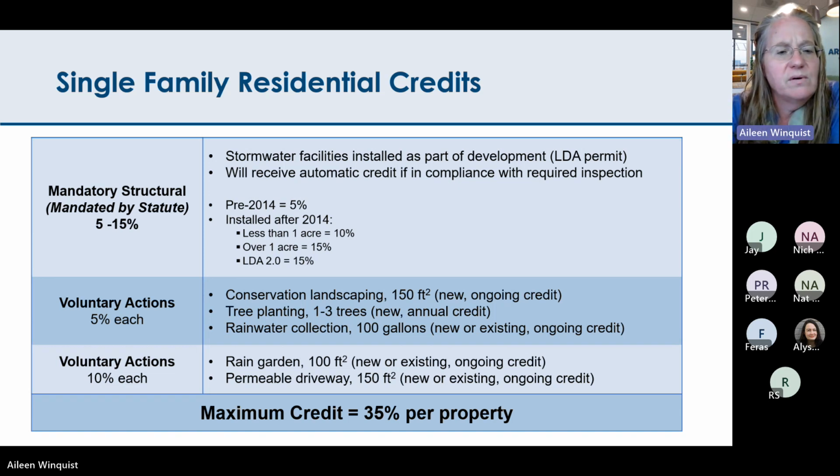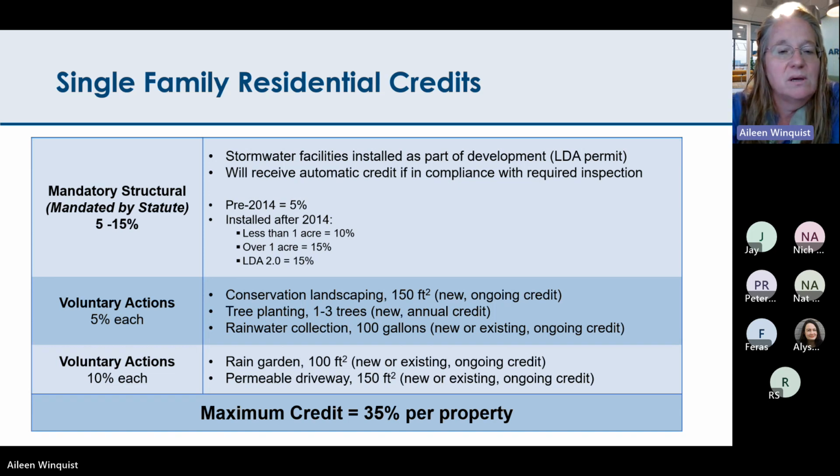Then you can see there are also voluntary actions that offer either 5% or 10% credit. We do have conservation landscaping, which would be for new areas of native conservation landscaping, but that is an ongoing credit. So if it is installed in 2023 and approved, you can then renew that credit on an ongoing basis for future years. We also have a credit for new tree planting, and that is an annual credit, so that would be available for that 1 year when the tree planting is completed.